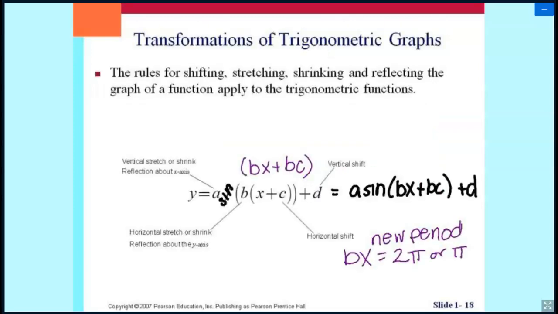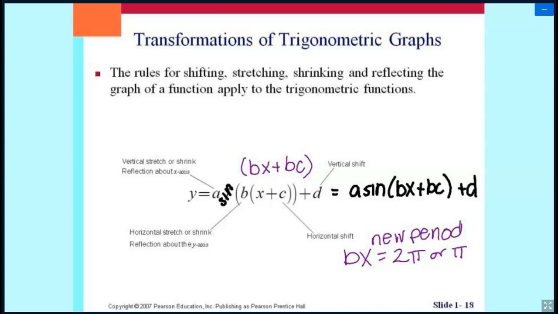I promise I hit change slides. Oh, there we go. So again, transforming the graph of a trigonometric function is almost identical to transforming a graph of a quadratic function. Outside is going to be your vertical stretch or shrink, as well as your reflection across the x-axis. Inside is going to be your horizontal shift, and outside will be your vertical shift.